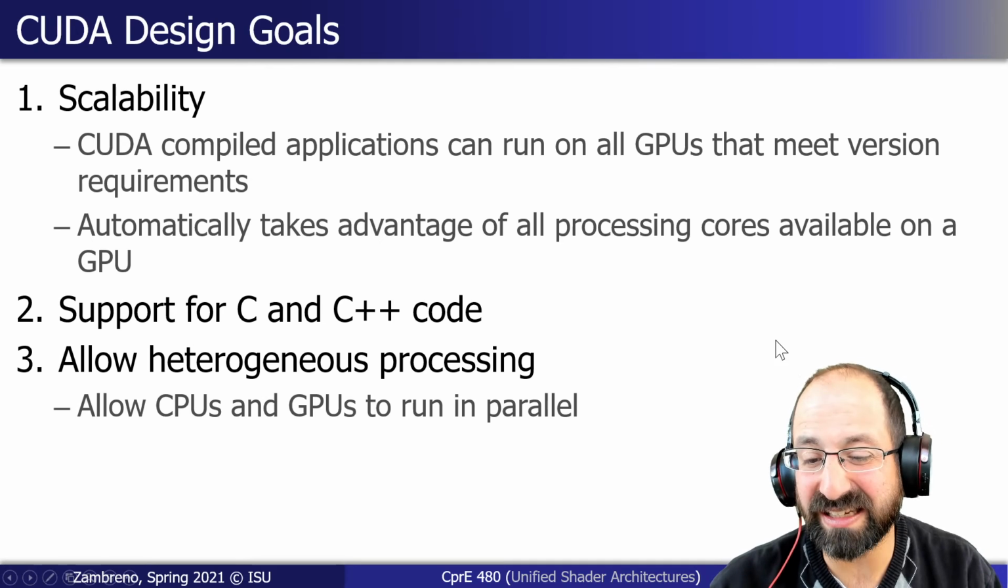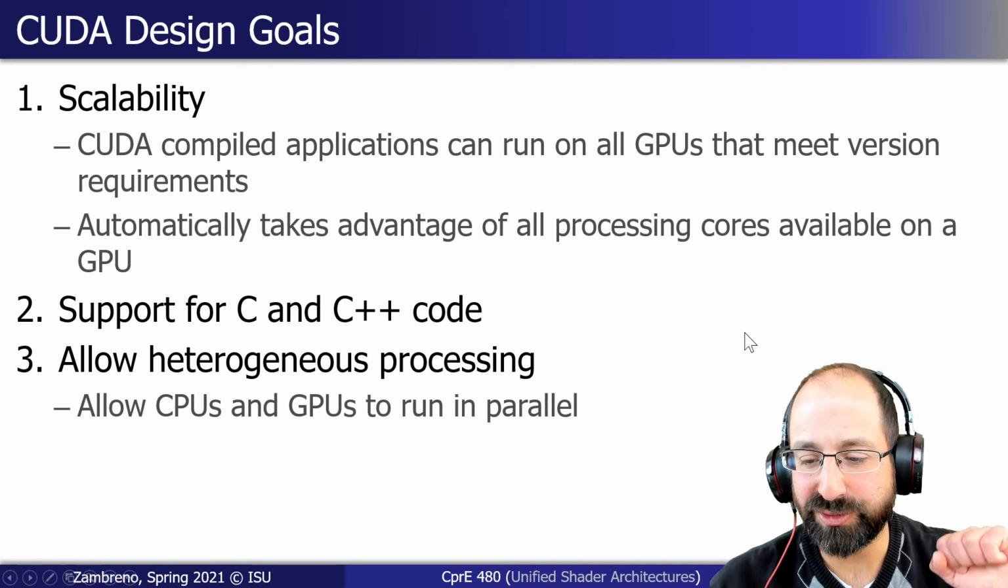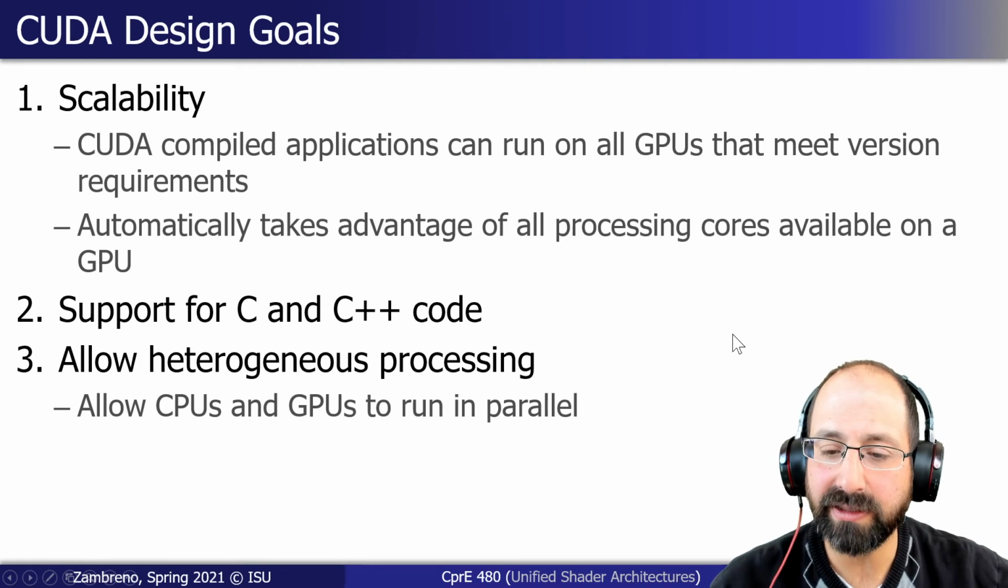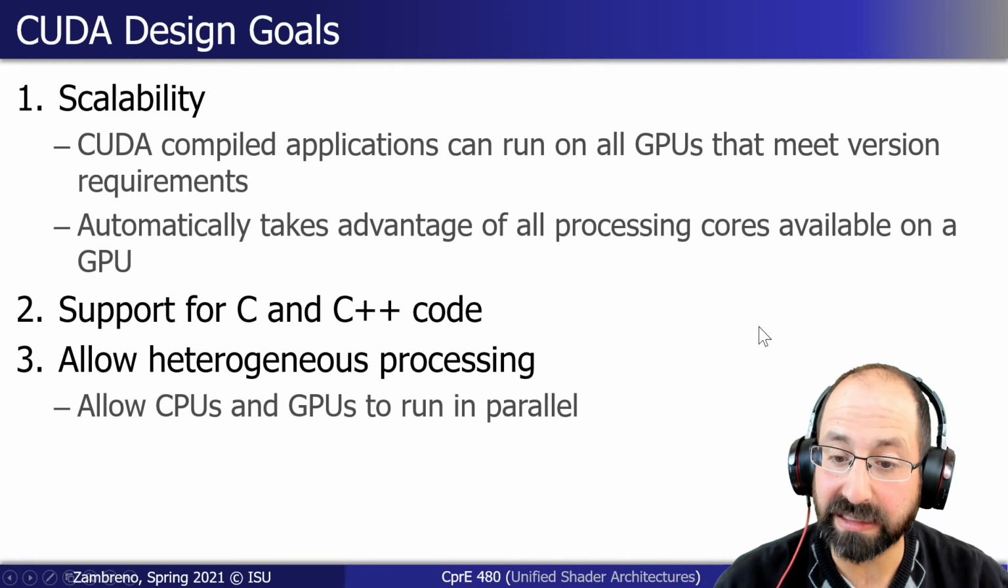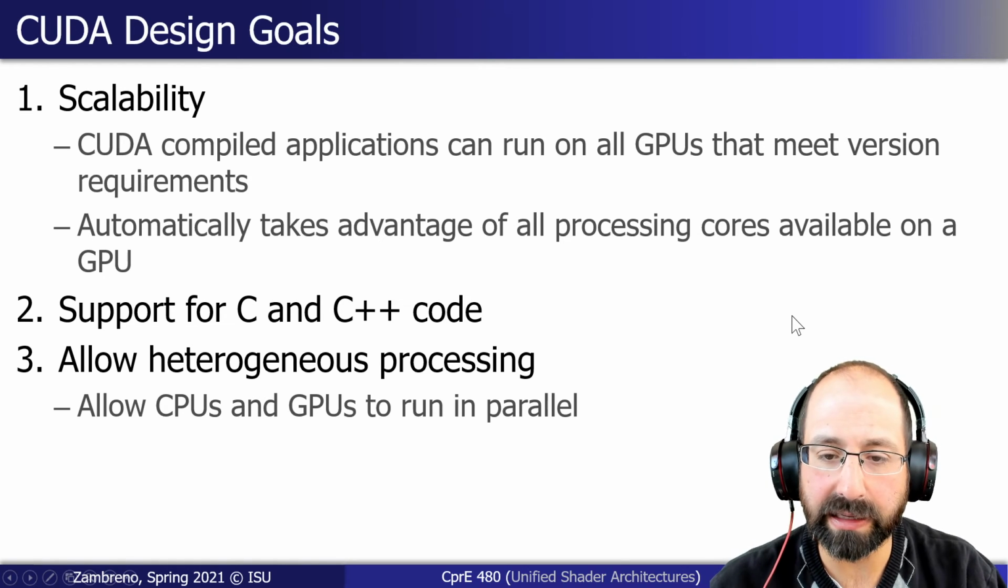Oftentimes, if you look at the CUDA SDK, the CPU is there just to say GPU go, collect results. GPU go again, collect results. And because of the density of our computational resources on the GPU, that can still lead to pretty significant speedups, even if the CPU is just there to manage the whole process and not do any actual computation itself.